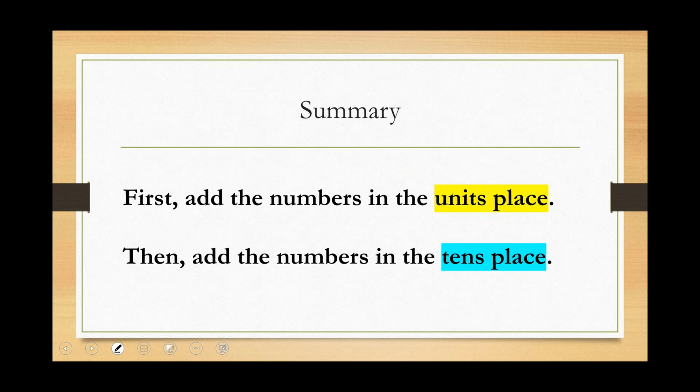Summary. When we do the calculation using the column form, first we need to add the numbers in the units place. Then we need to add the numbers in the tens place. Always start with the right hand side, then work your way through to the left when you do your column forms.